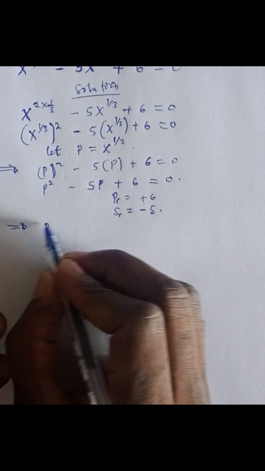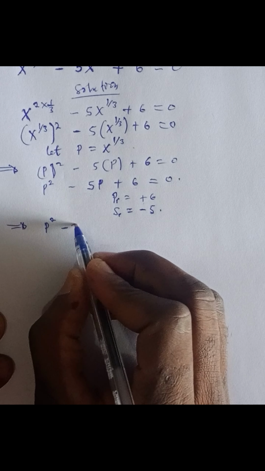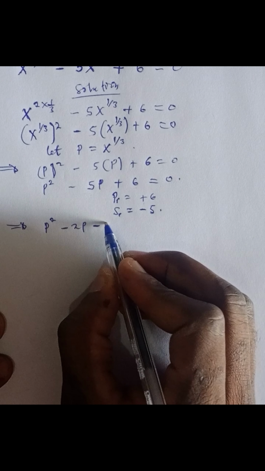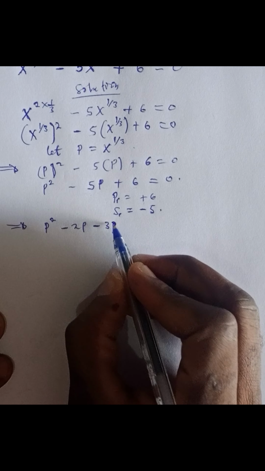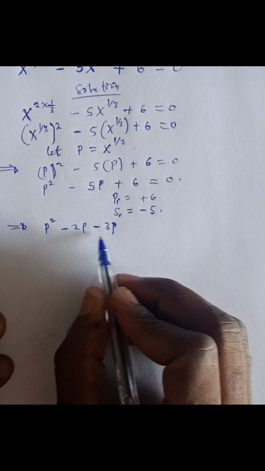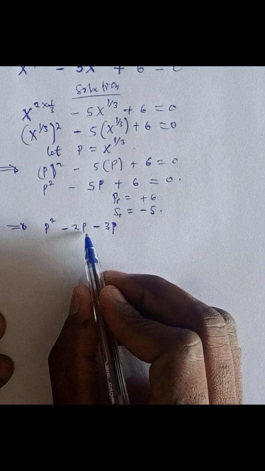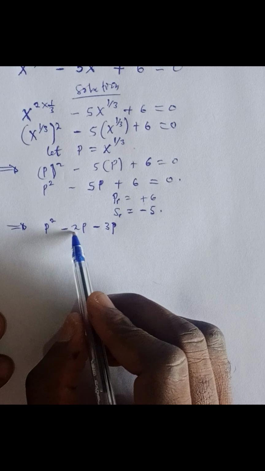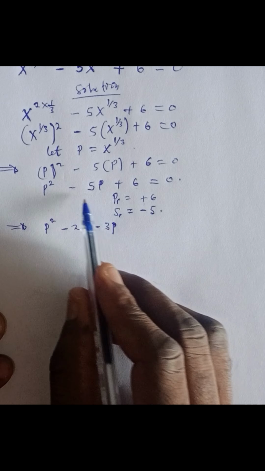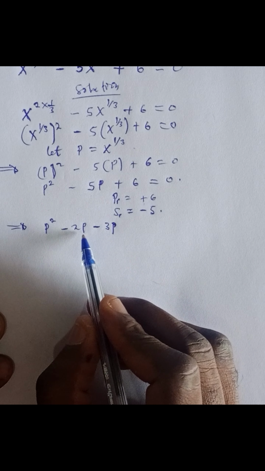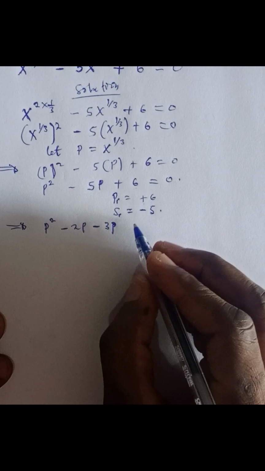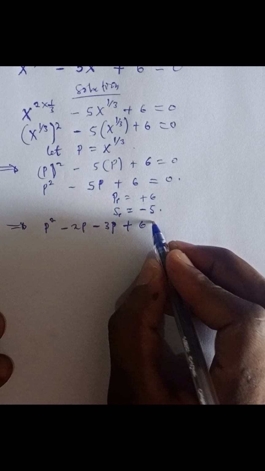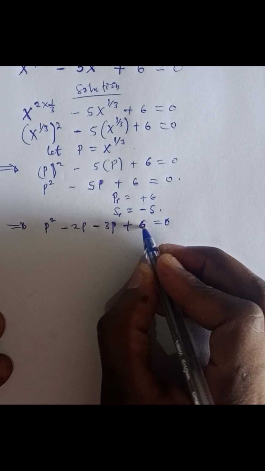So it implies that p squared minus 2p minus 3p, right? So we are going to substitute those values in terms of p for minus 5p here. Minus 2p minus 3p will still give us minus 5p, right? So that's how it will be. Plus 6 equals 0. All right.